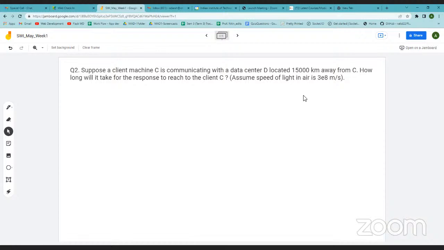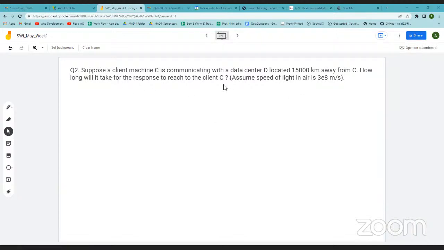All right. Now, one question from my side. I said, suppose, the scenario is given what is happening. The question is, how long will it take for the response to reach the client C? Okay. So if this is the question, what do you think? Are we talking about one-way communication or two-way communication? Okay. So this is something you can unmute or give in the chat to everyone. You don't have to give a direct message. One way. Okay. Right.